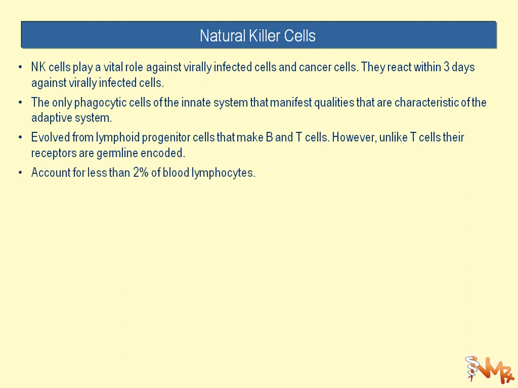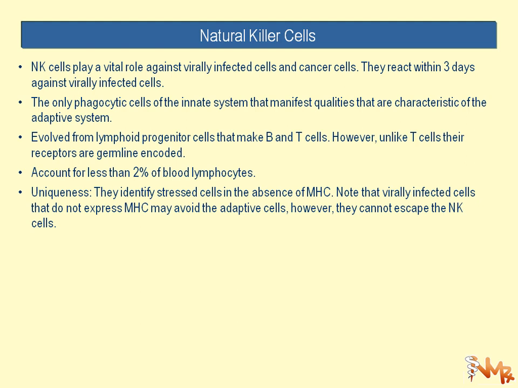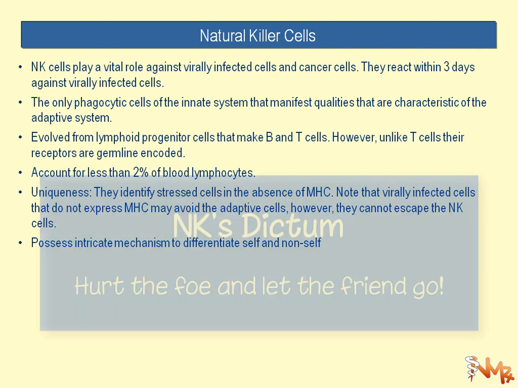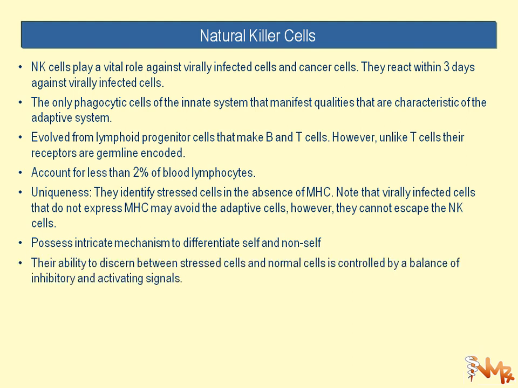Natural killers account for less than 2% of blood lymphocytes. Uniqueness of these cells is that they can identify stressed cells in the absence of MHC. I want you to note that virally infected cells that do not express MHC may avoid the cells of the adaptive system. However, they cannot escape the natural killer cells. NK cells possess an intricate mechanism to differentiate self from non-self. They are trained to leave the self intact and attack the non-self. Their ability to discern between stressed cells and normal cells is controlled by a balance of inhibitory and activating signals within natural killer cells. Activity of NK cells is enhanced by interleukin 12, interferon alpha, and interferon beta.